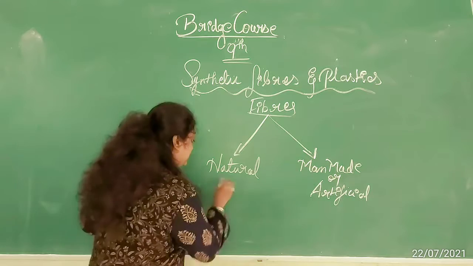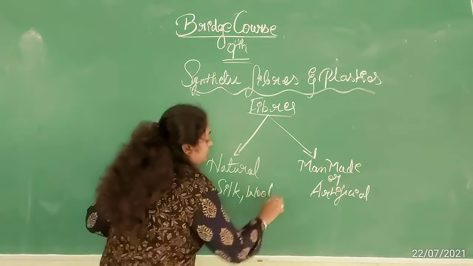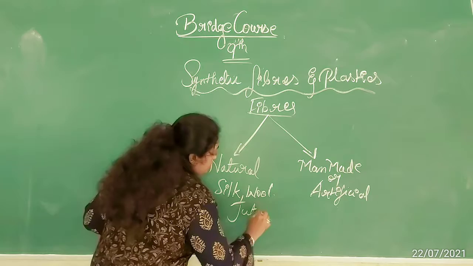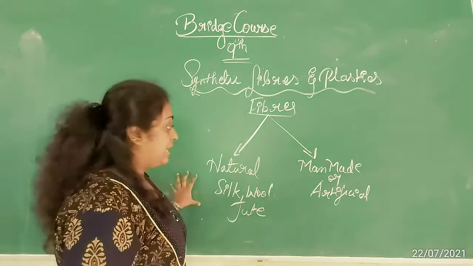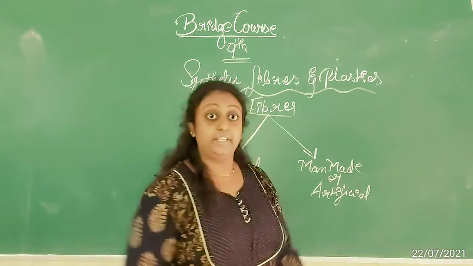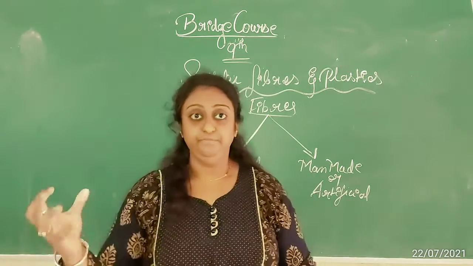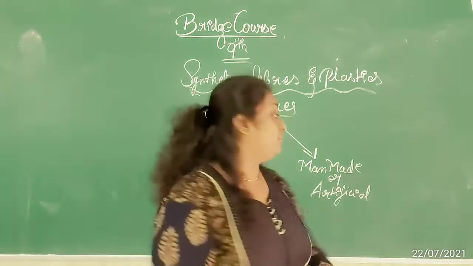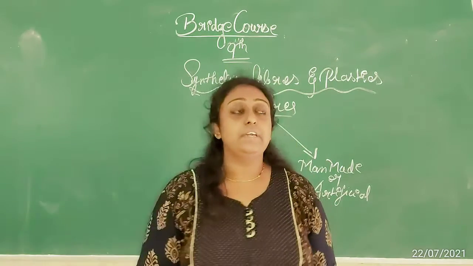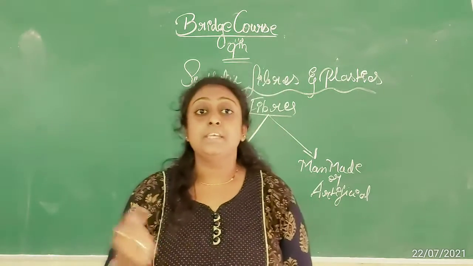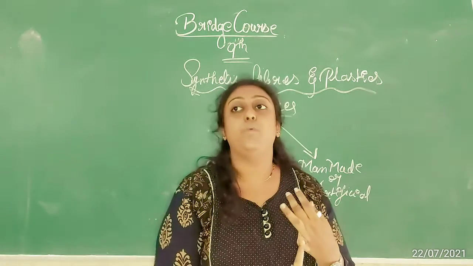So I write silk, wool and jute. These are your natural fibers. What do we say of man-made? That is artificial. Artificial means we are using certain chemicals to make the fibers. You see satin clothes, satin sarees, satin ribbon, that is a man-made one.